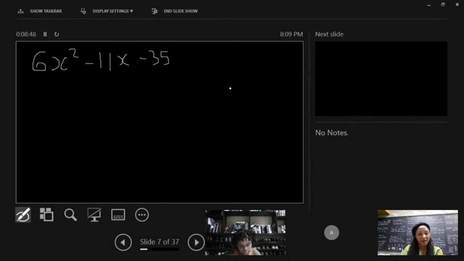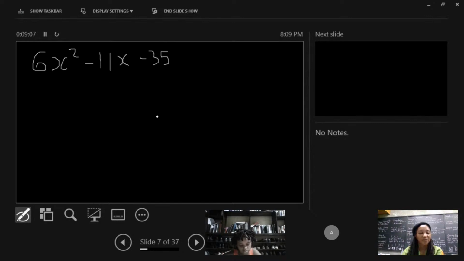So the steps are: we have our x squared term, our x term, and our constant term. And the first step is to multiply the coefficient of the x squared term by the constant term.